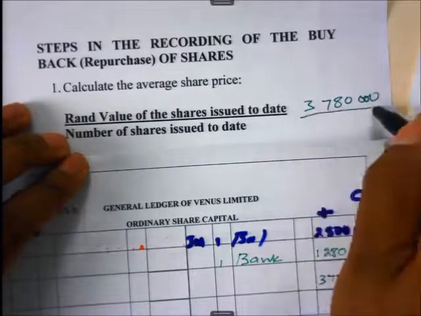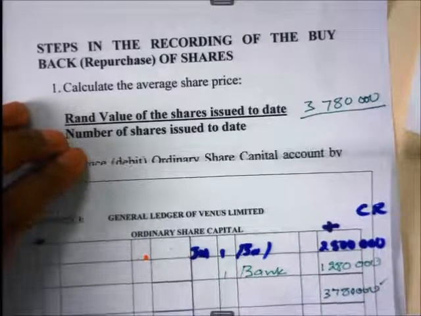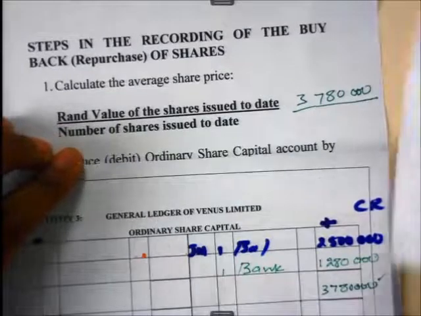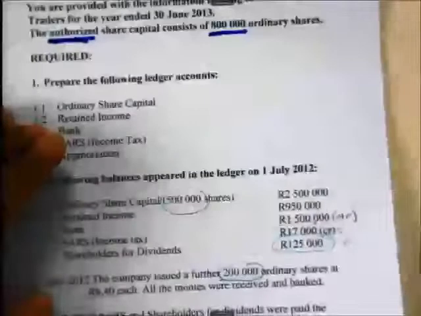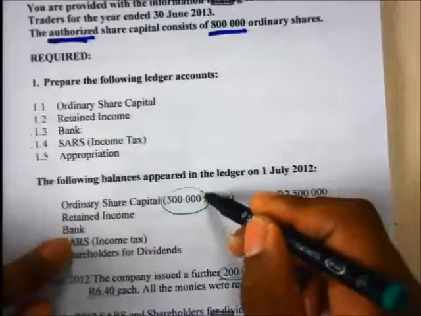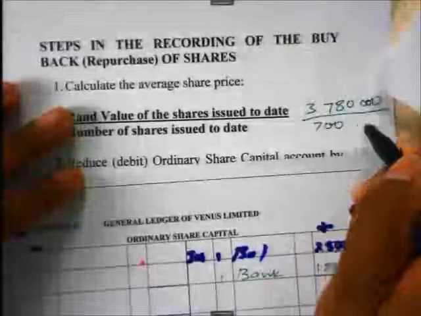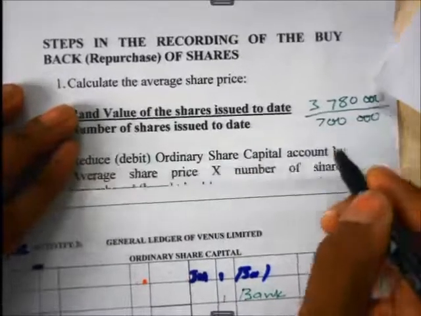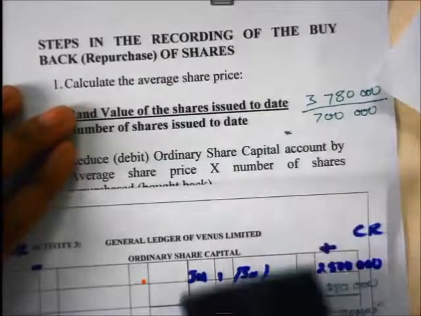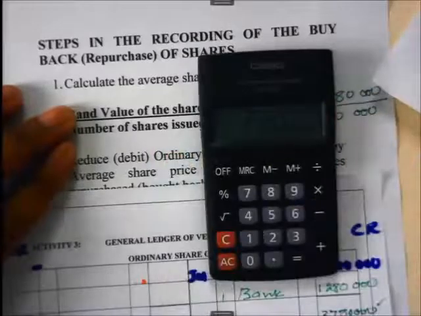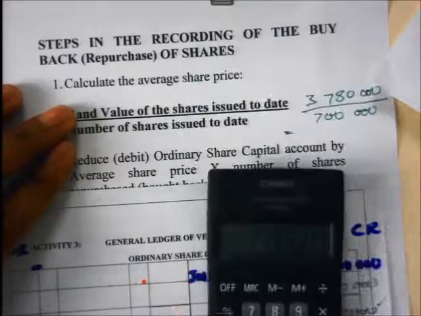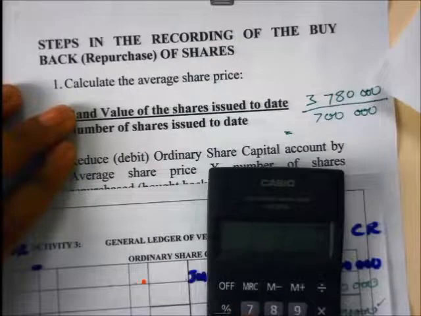This I must divide by the number of shares that have been issued to date. What is the number of those shares? It is the 500,000 plus the 200,000 that we talked about earlier. That gives us 700,000 shares. Now, which means our average share price will be 3,780,000 divided by 700,000 shares.